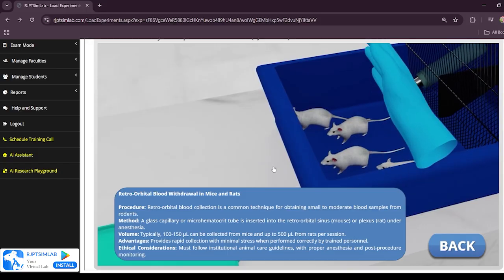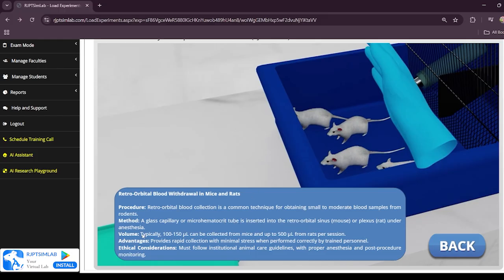The procedure says that the retroorbital blood collection is a common technique for obtaining small to moderate blood samples from rodents. The statement says that it is a very common technique to obtain a small or moderate amount of blood samples from rodents. The method says a glass capillary or microhematocrit tube is inserted into the retroorbital sinus of the mouse or plexus of the rat under anesthesia. The statement says that we have to use a capillary tube or a microhematocrit tube, which is inserted inside the retroorbital sinus or the plexus.